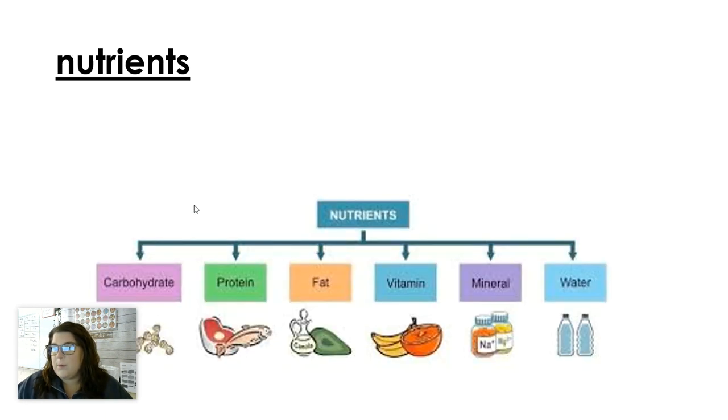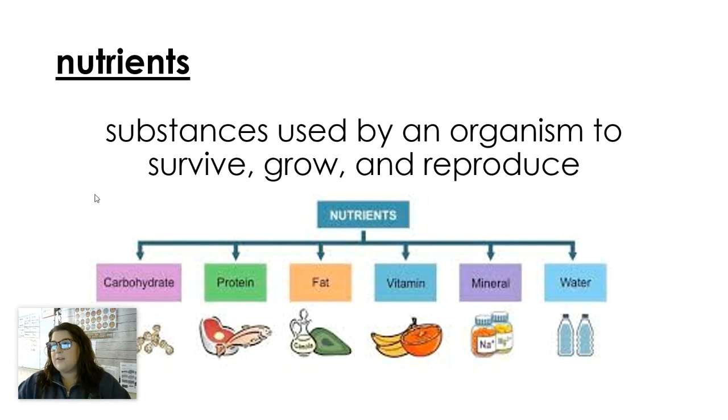One other word we'll be using regularly this week is nutrients. So nutrients are substances used by an organism to survive, grow, and reproduce. So how are our plants getting their food? So I may be asking you, what adaptations does a plant have to get the nutrients it needs to survive? How does the plant get its food? So those are a couple of words.